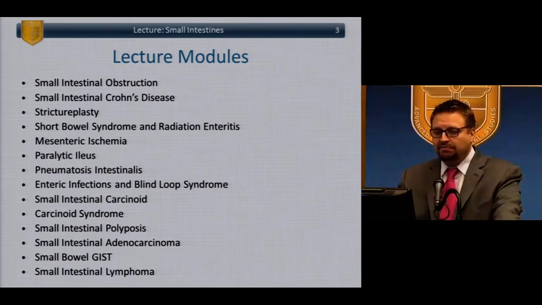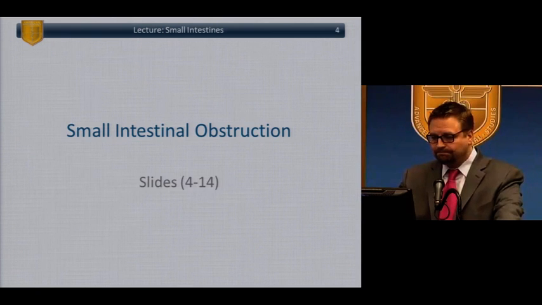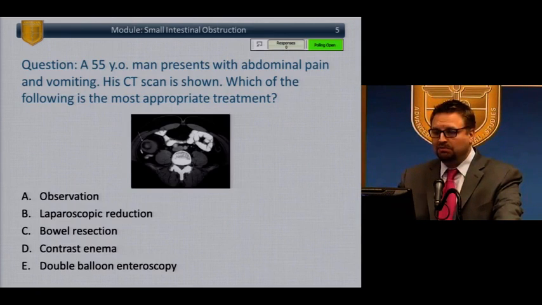Okay, here is a summary of the topics we're going to discuss this morning regarding small intestine. We'll start with small bowel obstruction, probably the most important of these topics. So we'll open with a case scenario.